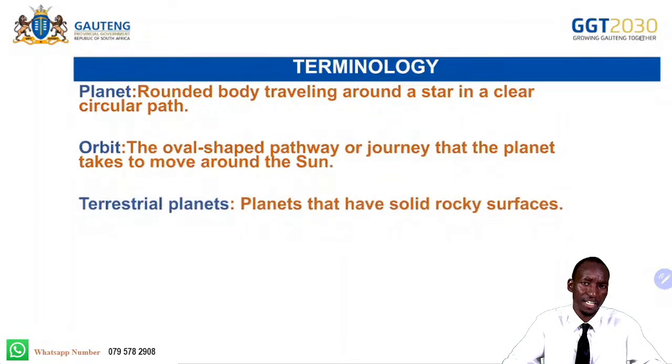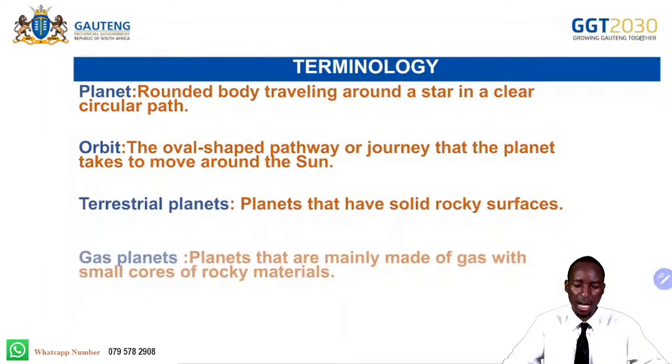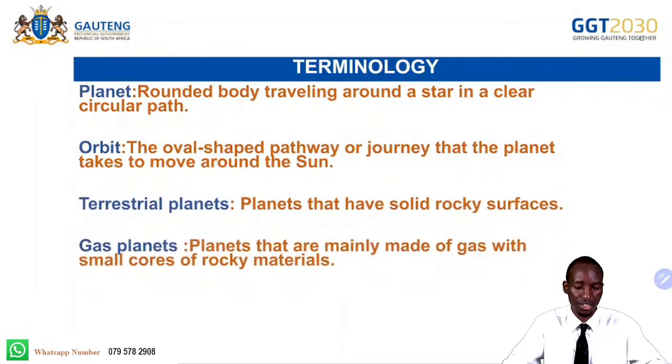Then let's define terrestrial planets. These are planets that have solid rock surfaces. These are called terrestrial planets. Then we have to define also another group of planets which are called the gas planets. These are planets that are mainly made of gas with small cores of rock materials.